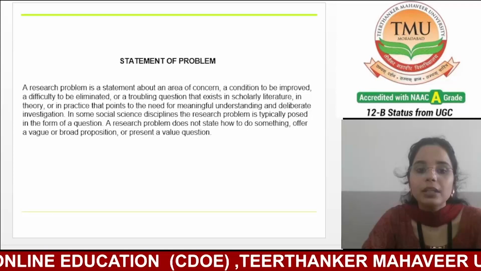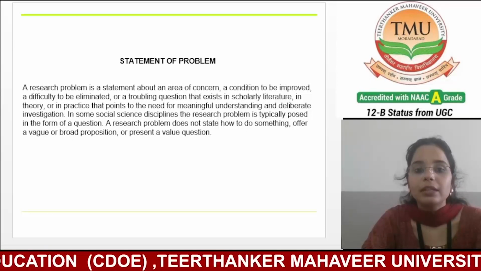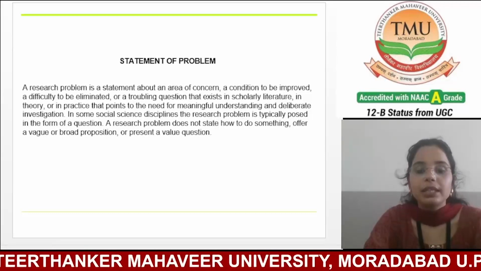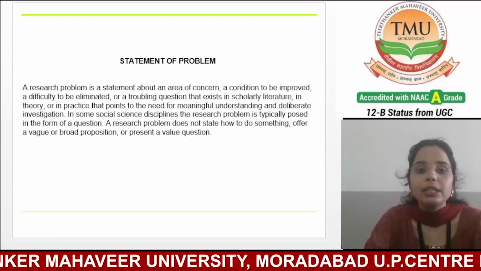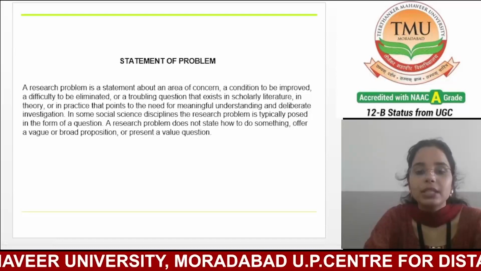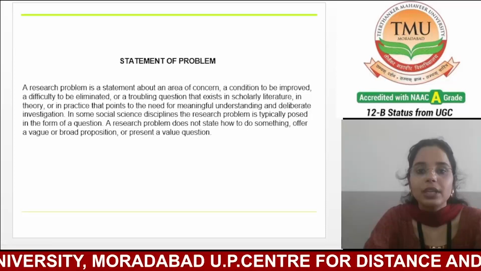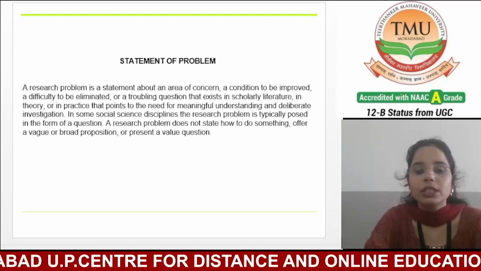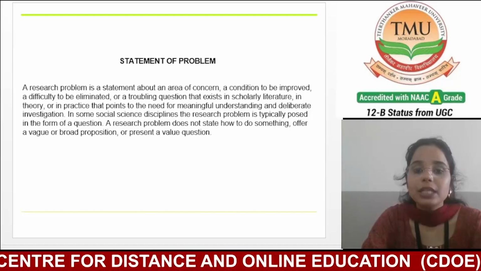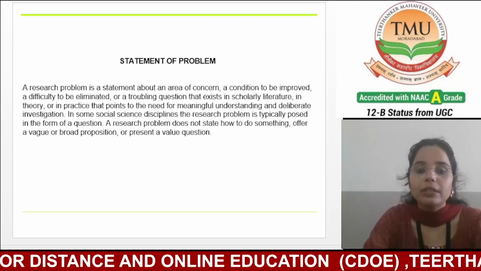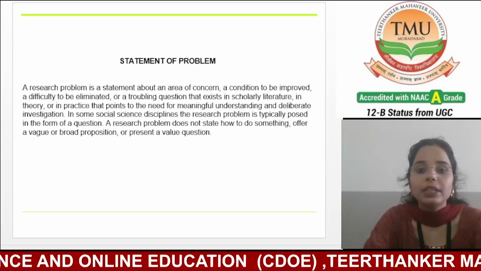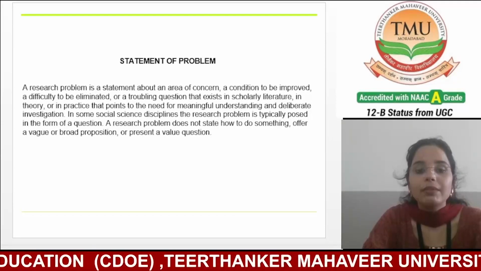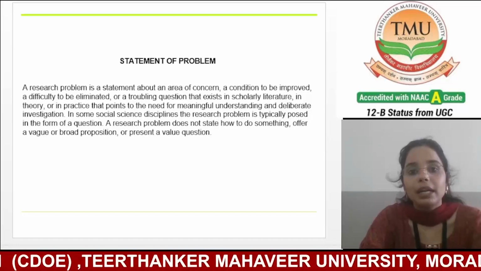Second, the problem statement places the research issue within a particular context. This means that it defines the scope and boundaries of the investigation, identifying the specific area of concern, the affected population, or the relevant field of study. By situating the problem in a specific framework, the researcher clarifies what is being examined and why, ensuring that the study is focused and relevant to the context in which the problem arises.